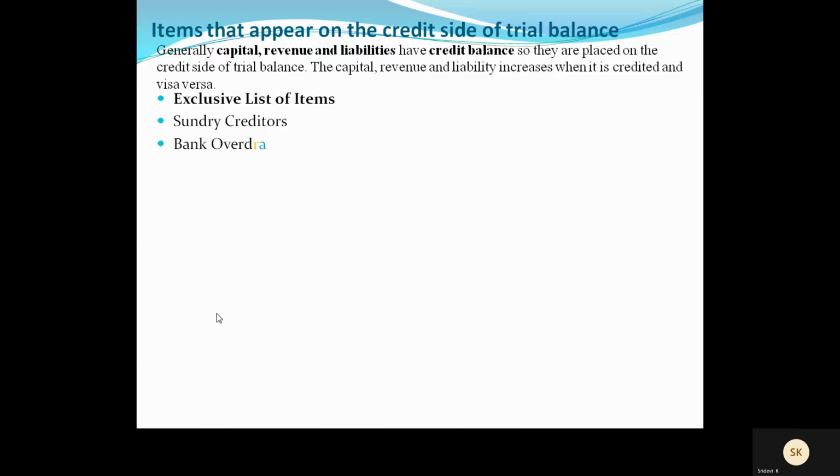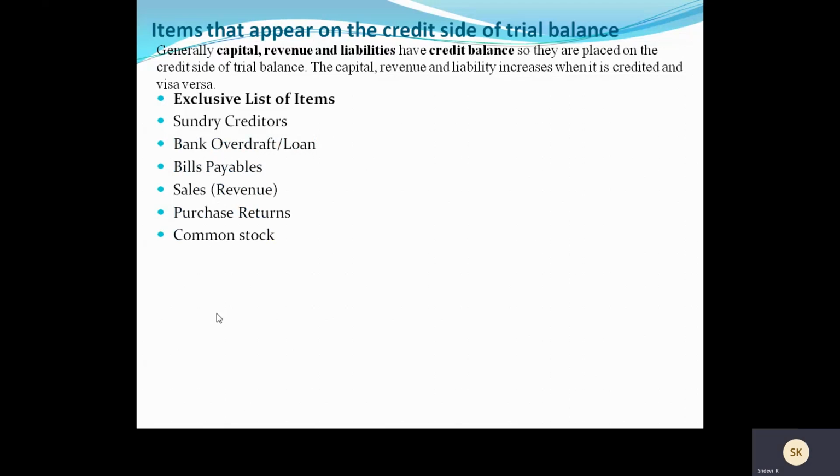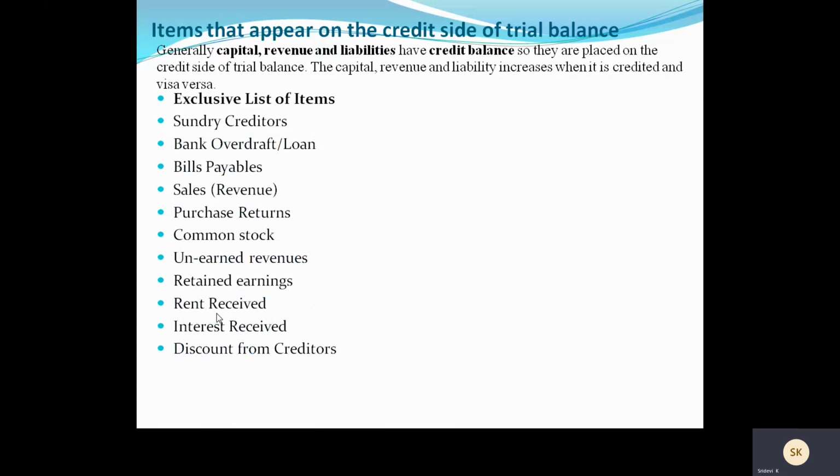Creditors, bank overdraft or any loan, bills payable, sales, purchase returns, common stock, unearned revenues, retained earnings, rent received, any received, interest received. If you see received, that you are going to show in the credit column of the trial balance.